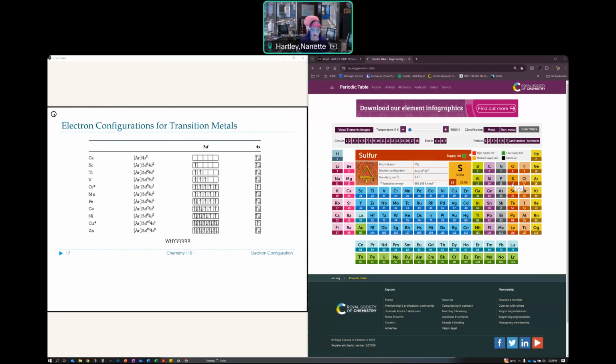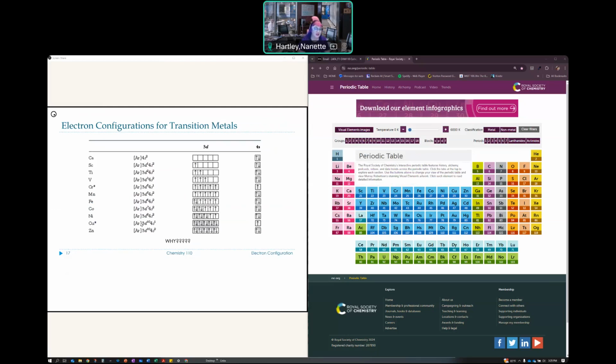Okay. But when we get to the next row, so I've filled my argon core, and that's what I see here, this argon core. And then I fill my 4s. That's what I would expect because it now comes in this next row. I fill that 4s. And then I start filling the 3d, right? Because that's the next thing that fills. And they write the 3d in the middle, okay?